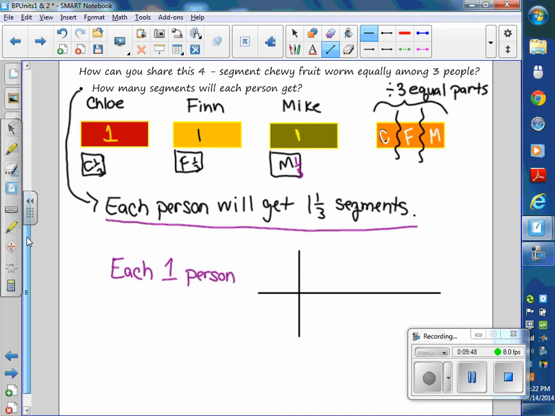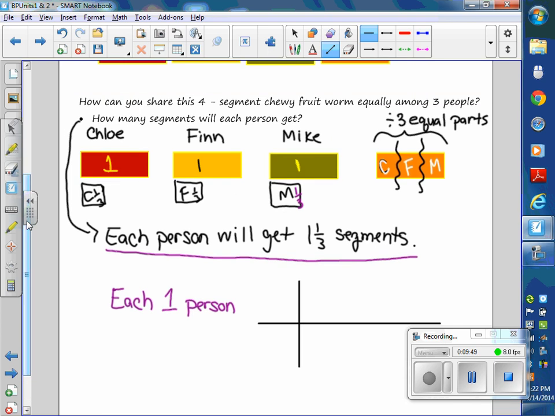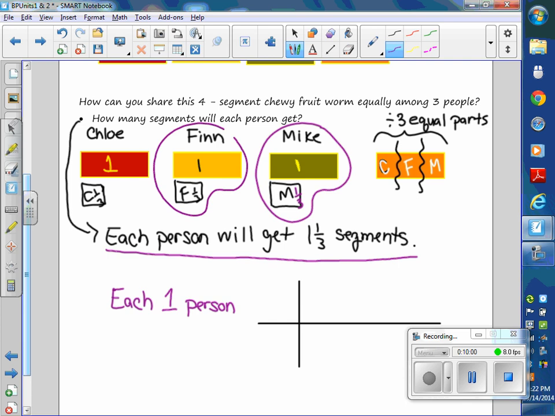is to try a ratio table. So the picture is really nice. I think the picture shows really nicely what each person gets. Unfortunately, we can't draw pictures of everything. It's just too time consuming and the pictures sometimes are too complicated. But we could practice a ratio table, and I know ratio tables are still new, but we're going to practice ratio tables.